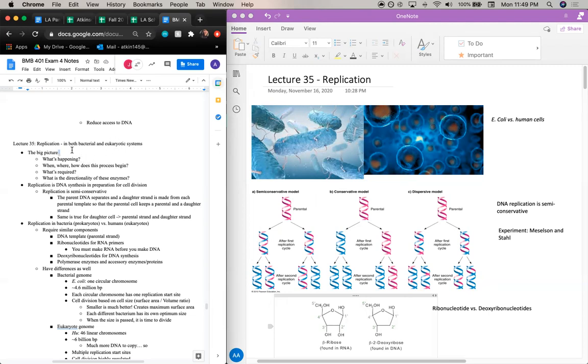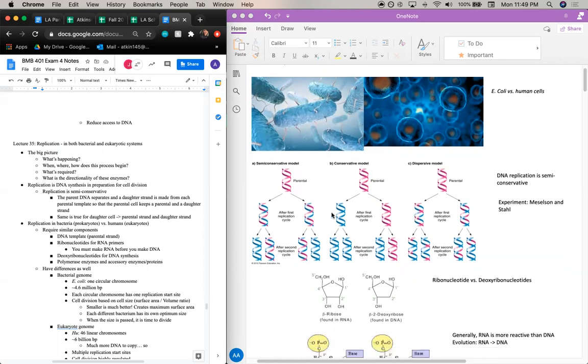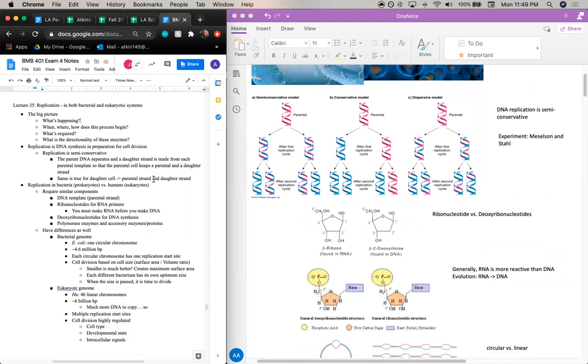So the beginning of the lecture sets us up for what we need to know about everything we're going to be told. We want to know what's happening, when, where, how does this process begin, what's required, and what's the directionality of these enzymes, which we'll all know in due time, but just to set us up for what we're looking for. For our first set of figures, I just have E. coli versus human cells. Obviously, they're very different, so it makes sense that they'd have different things going on.